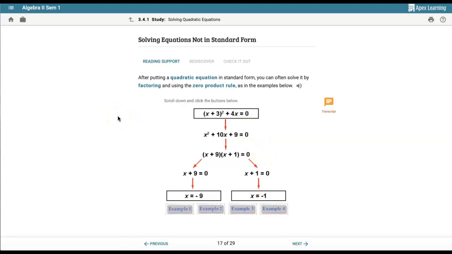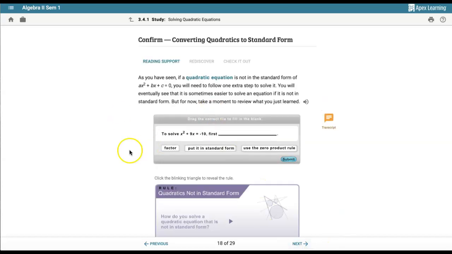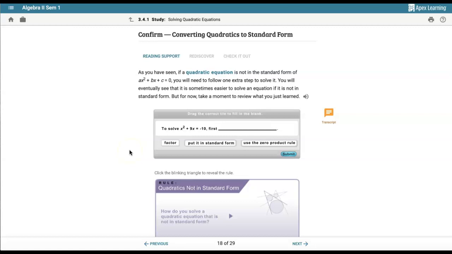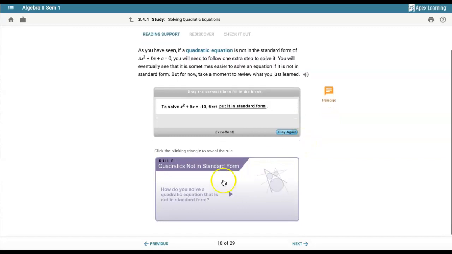We're going to keep harping on that, getting it in standard form, then you can do a lot of things with it, like solve. So to solve x squared plus 9x equals negative 10, first, put it in standard form. Once we do that, then we can factor, then we can use the 0 product rule.